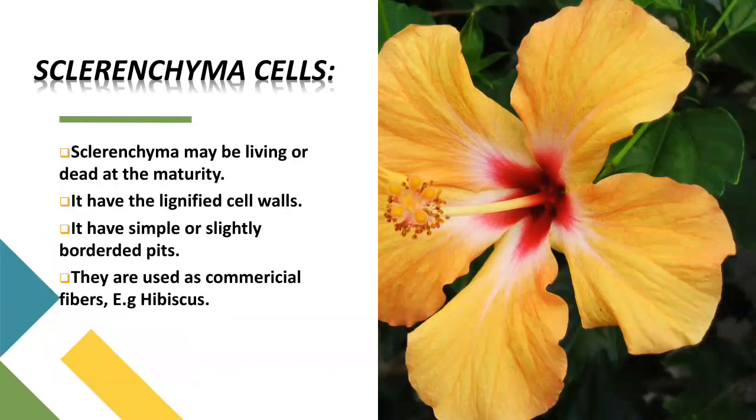Sclerenchyma cells. Sclerenchyma cells may be living or dead at maturity. They have a lignified cell wall. They have simple or slightly bordered pits. They are used as commercial fibers, for example, hibiscus.